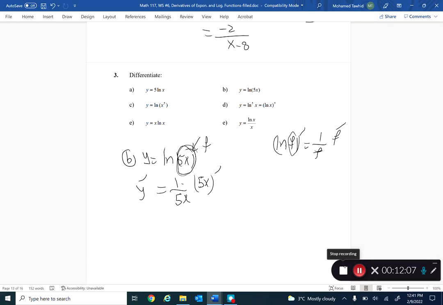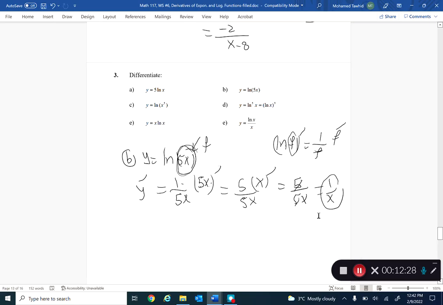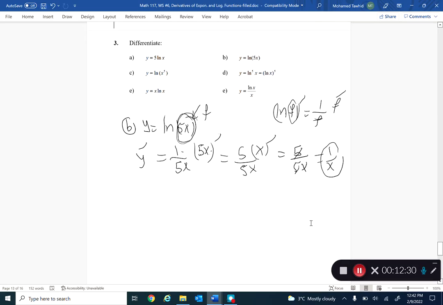So now 5 multiplied by x, you can grab 5 outside. So what do you have left? x prime. It's 5 multiplied by x, so you can grab 5 out. So you have 5x, and what is x prime? It is 1. Very good. So you have 5x, 5 cancels with 5, you get 1 over x, right? So that is b.